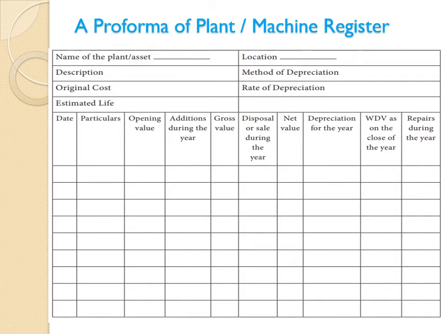In that register, we have seen that there are certain columns like date, particulars, opening balance. Addition during the year means purchase of machinery during the year. Then gross value, then sale of machinery book value, then net value, then depreciation for the year, total depreciation of the year, then book value of the machine, and the repair expenses incurred by the client during the year. This is the proforma of the machine register.